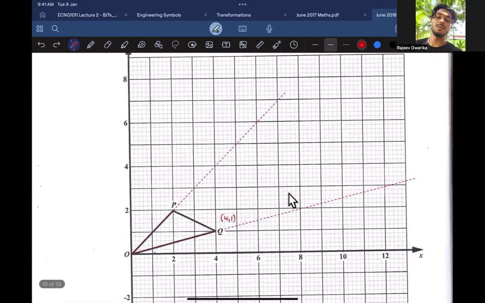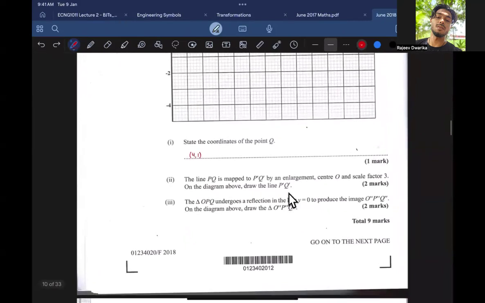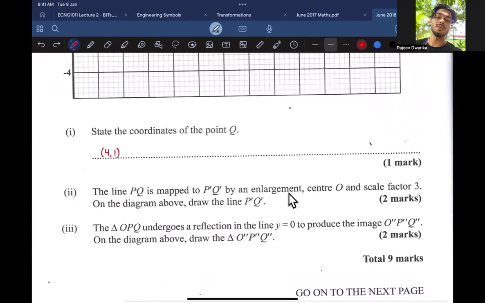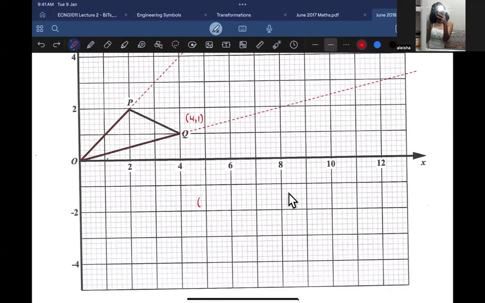The other trick I want to show you all. So Alicia, they said an enlargement of how much times? What was the enlargement? It was a scale factor of how much? 3. So an easy way to think about it is you can multiply the coordinates by 3. So, Alicia, if I multiply 4, 1 by 3, because I'm making it 3 times bigger, what would I end up with? 12.